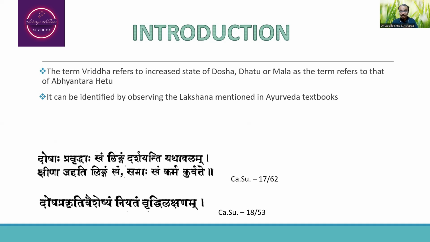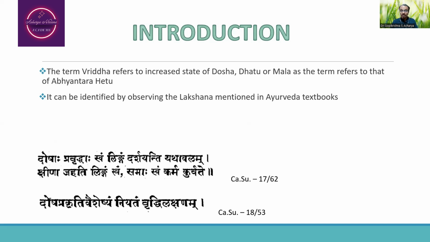But before that, there is a very popular shloka: Dosha pravruttah swam lingam darshayanti yathabalam, kshayo jahati lingam swam samaha swam karma kurvate. When the doshas are abnormally increased, the increased lakshanas related to that particular dosha are going to be observed. When they are in the decreased state, reduced functions are observed. When they are in the balanced state, normal functioning is observed.